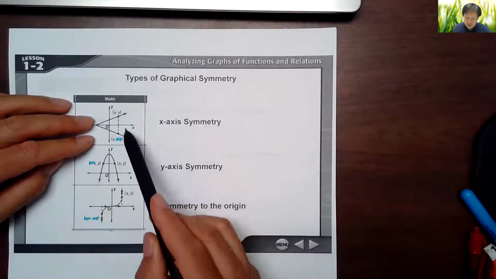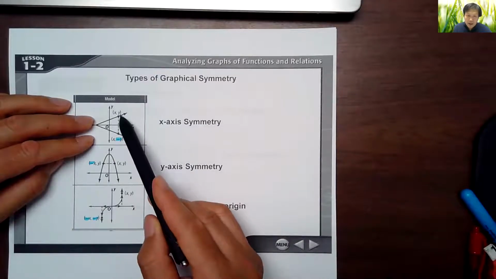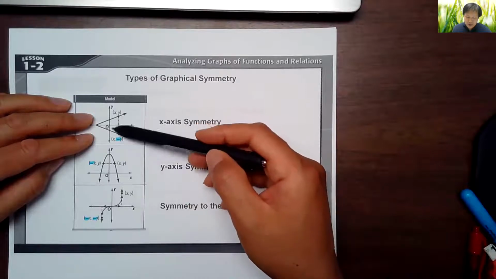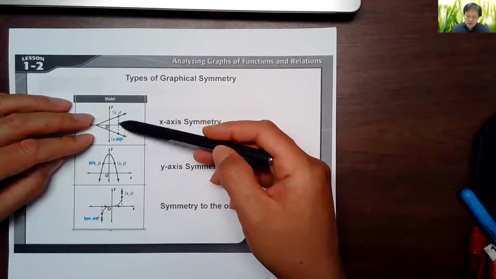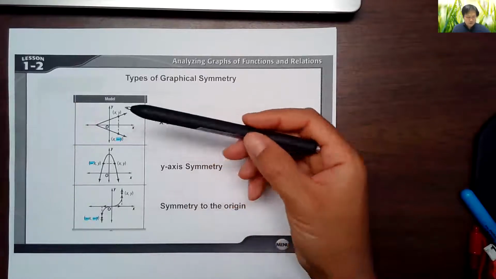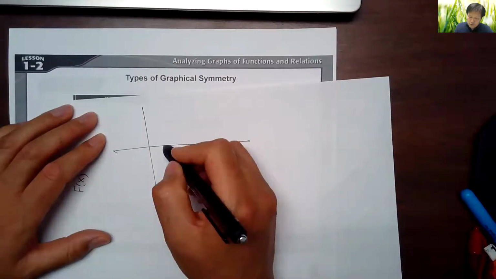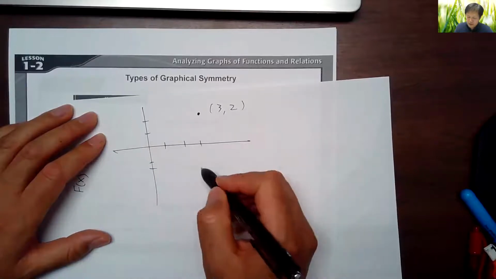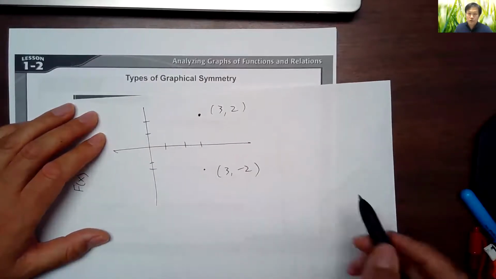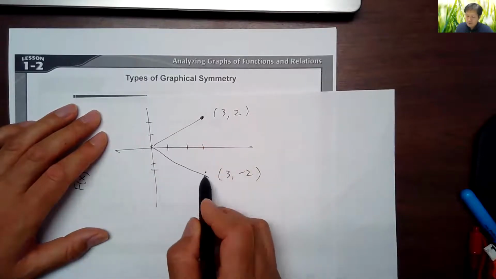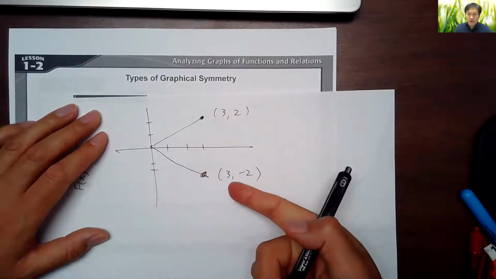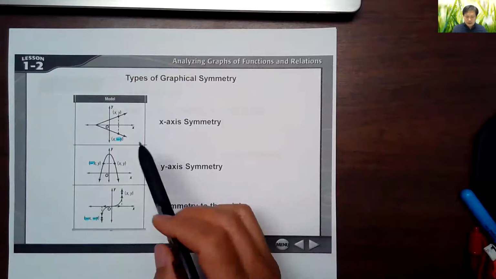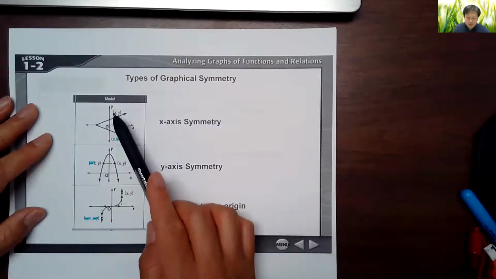X-axis symmetry: if you look at it, there have to be matching points above the x-axis and below the x-axis. So the x values are the same, and the y values have different signs. So it's like, if you have (3, 2) here, you will have a matching point (3, -2) here. So the same x value will have different y values, so you can do symmetry over the x-axis. Just keep that in mind.